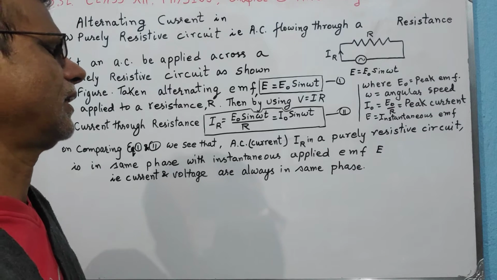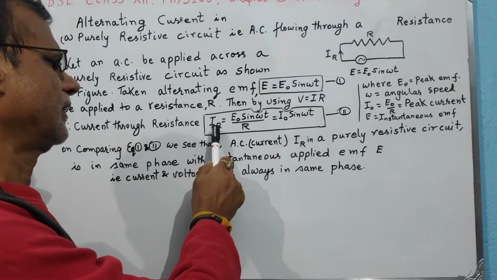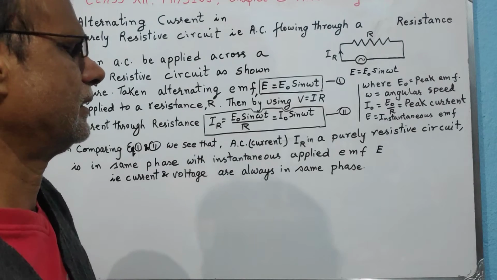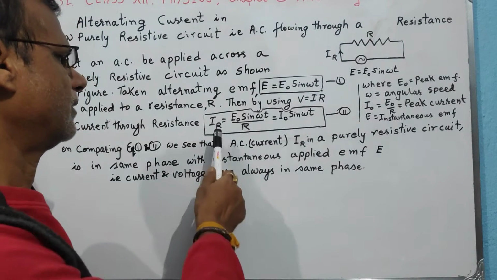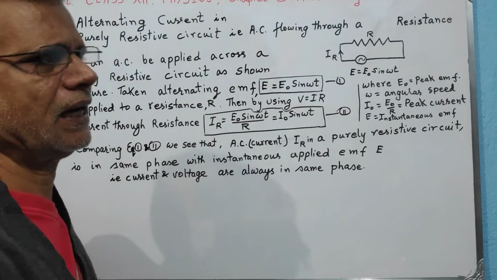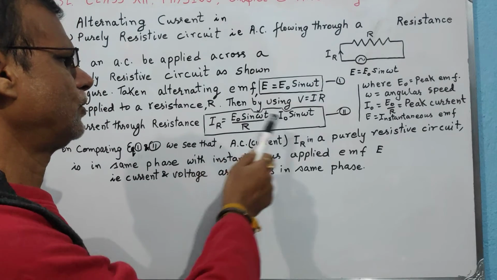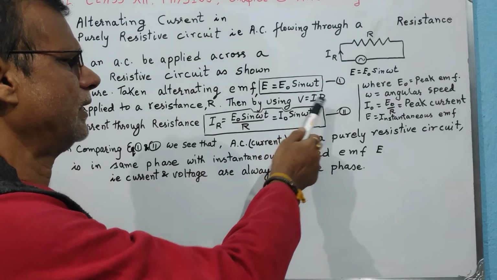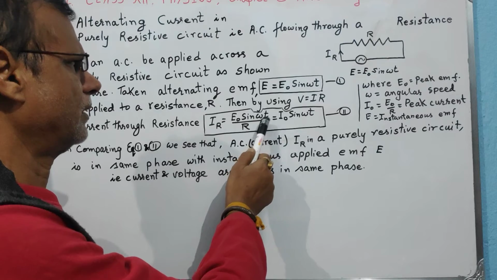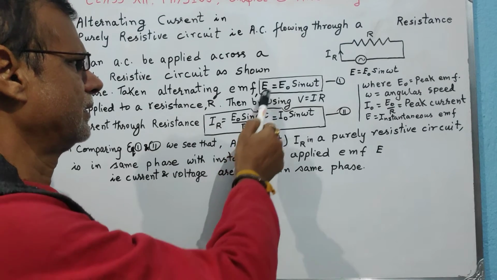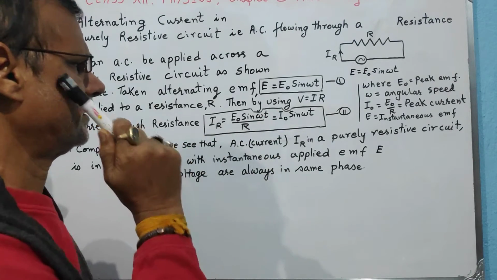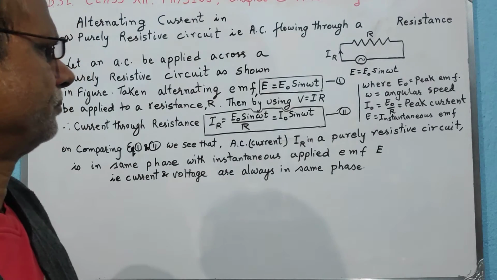So using this relation we can get the instantaneous current in the resistive circuit. We refer to it as IR is equal to, you see, I is equal to V by R, so we can write E0 sin omega t for the applied EMF divided by the resistance in the circuit, capital R.